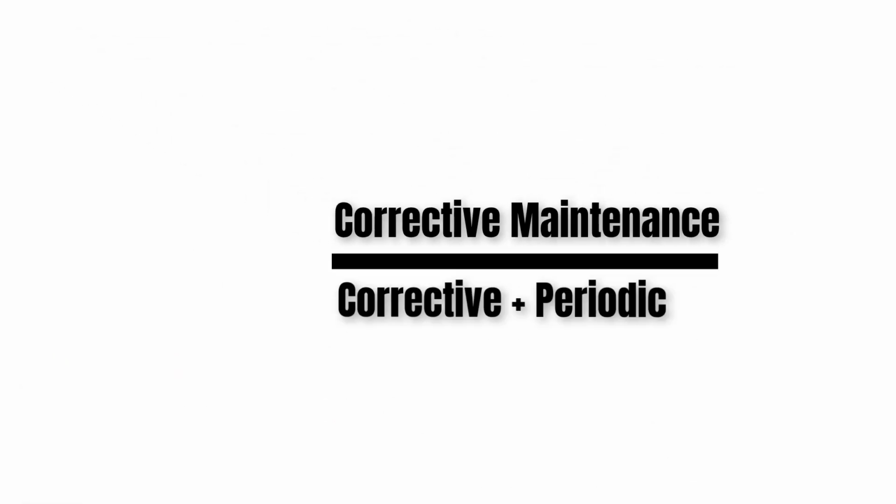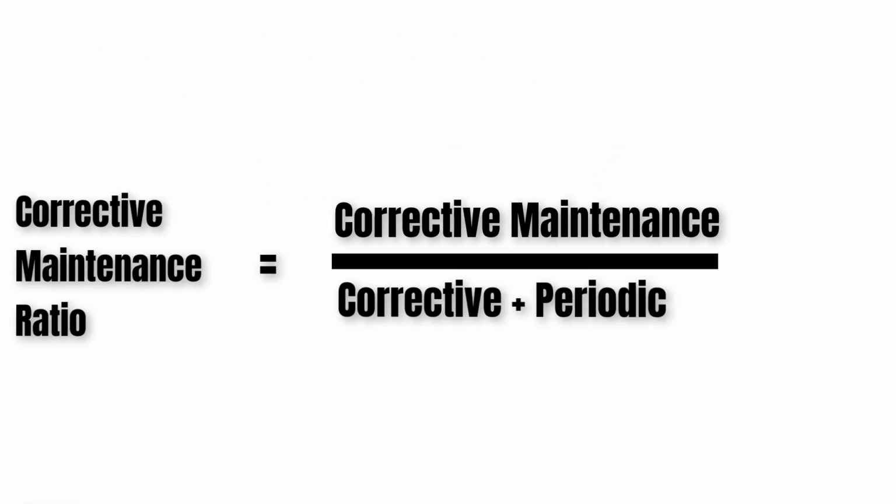We can divide the corrective maintenance over a year by the complete work over a year. The complete work is corrective maintenance plus periodic maintenance. So here if it's less than 5%, it means that we are applying a very good periodic maintenance, which has reduced the corrective maintenance. But if it's more than 5%, it means that we are not applying a very good periodic maintenance, so the corrective maintenance is too much.